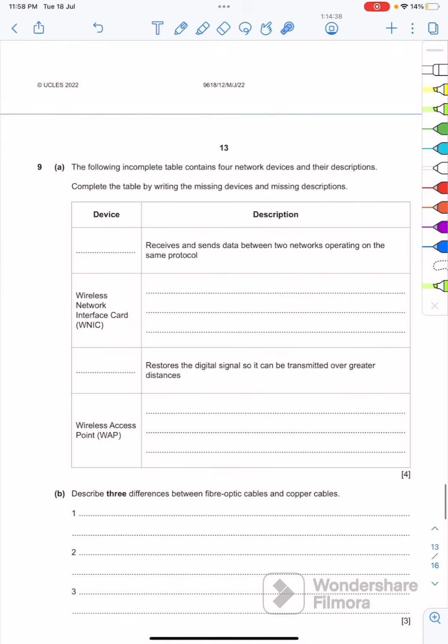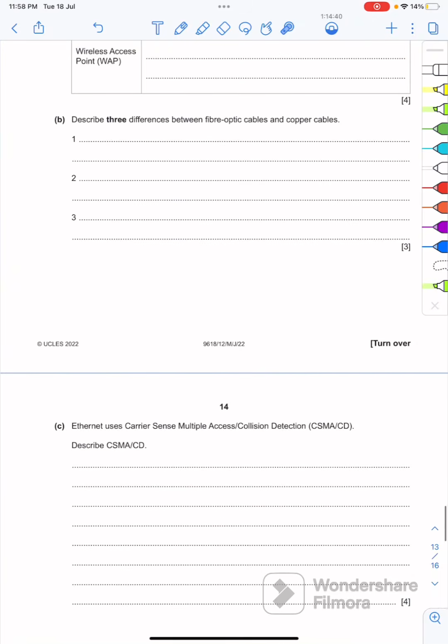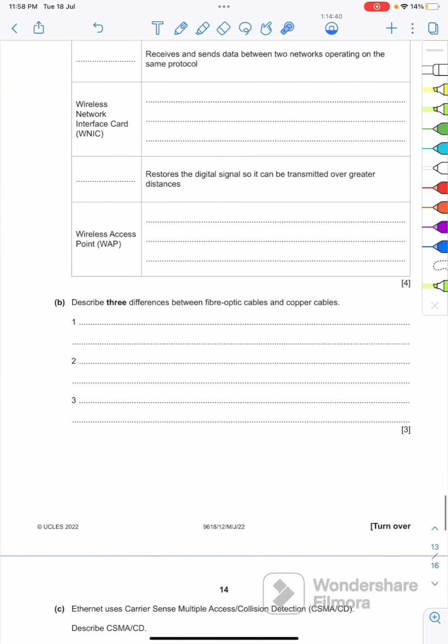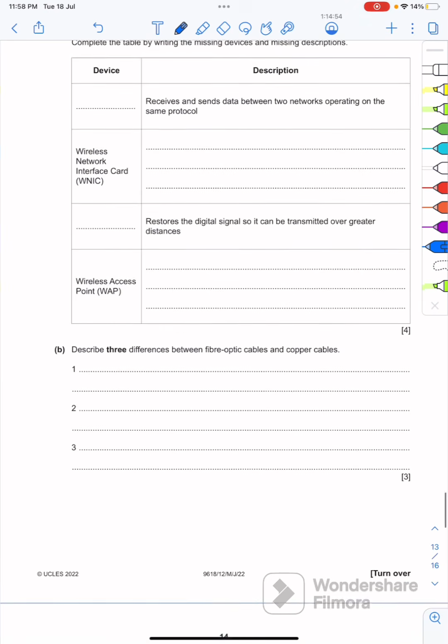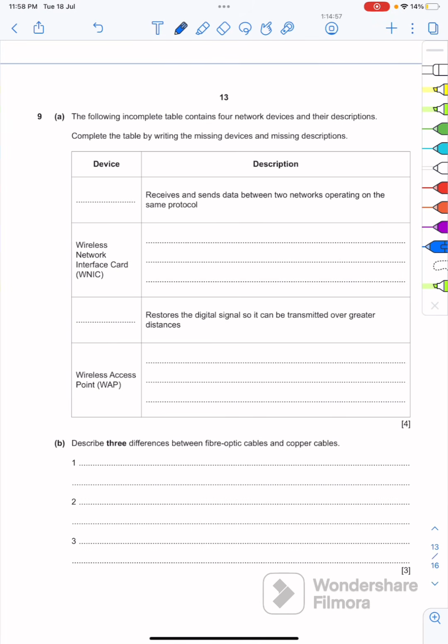So now the final question of this exam, and it's quite a lengthy one. It's on networks, which is not a topic I really fancy, to be honest, but it is part of your syllabus. And it's worth a whopping 11 marks, so you cannot just leave this. The following incomplete table contains 4 network devices and their descriptions. Complete the table by writing the missing devices and missing descriptions.